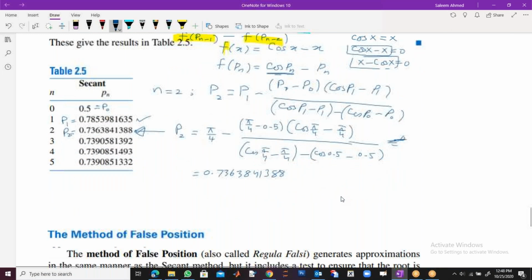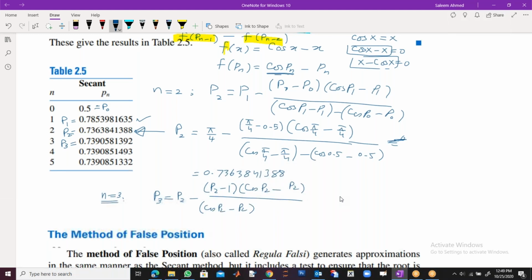Similarly, now if you want to do another iteration, P3, how do we get it? I will use n is equal to 3 for that, right? So P3 will be P2 minus (cos P2 minus P2) divided by (cos P2 minus P2) minus (cos P1 minus P1), multiplied by (P2 minus P1).